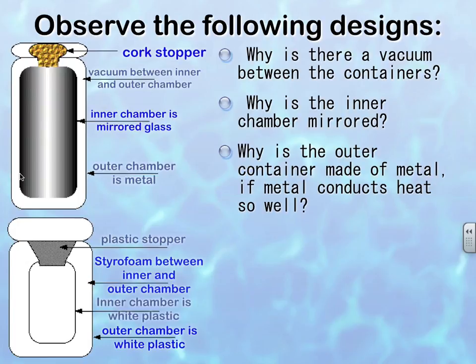Doesn't that seem to be a bad thing? Well, in reality, the outer container and the inner container only touch each other at the very top through a rubber ring. And the rubber does not conduct. And so since there's not really any conduction between the inner and outer container, you can make the outer container out of anything you want.